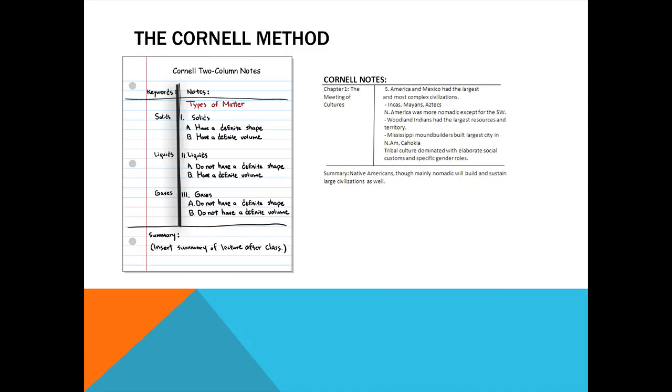For this method, you would draw a line on the side of the paper. On the left side is where you would put your titles, topics, and subtopics. Then on the right side, you would summarize the corresponding information.